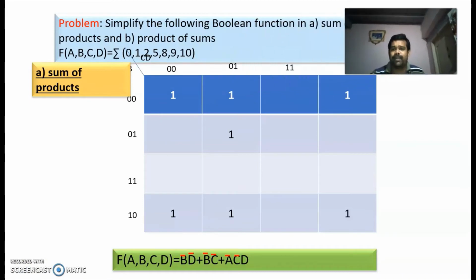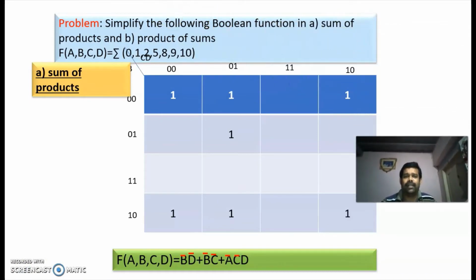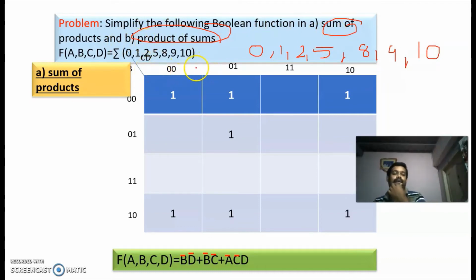The next problem is an important problem. Simplify the following Boolean function in first SOP and then POS. And the given function is f of a b c d is equal to summation of 0, 1, 2, 5, 8, 9, 10. So first you have to find SOP, then you have to do POS.